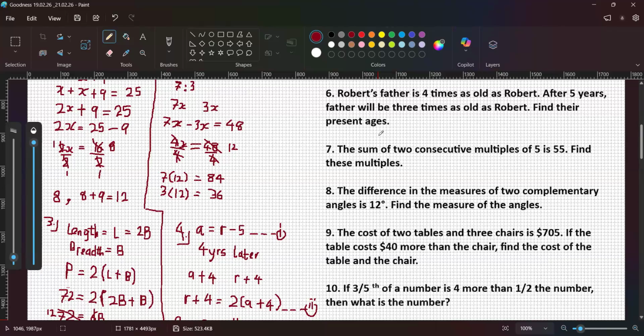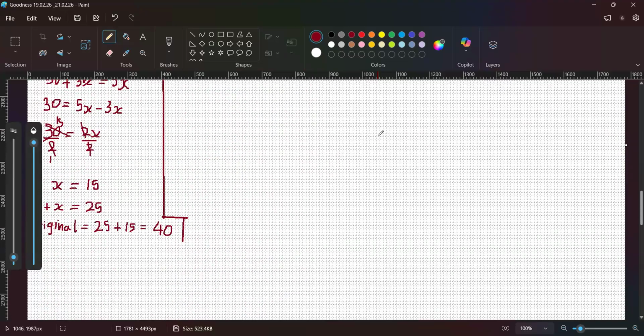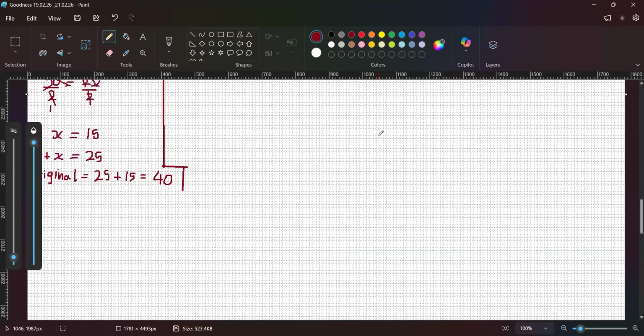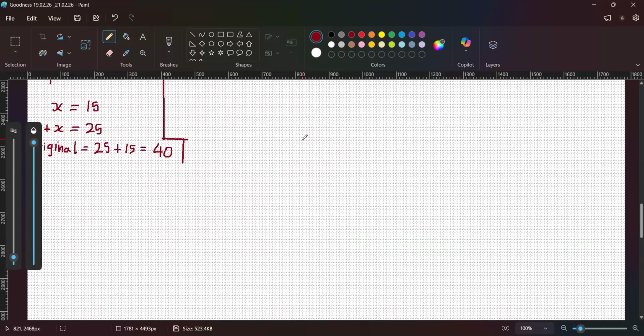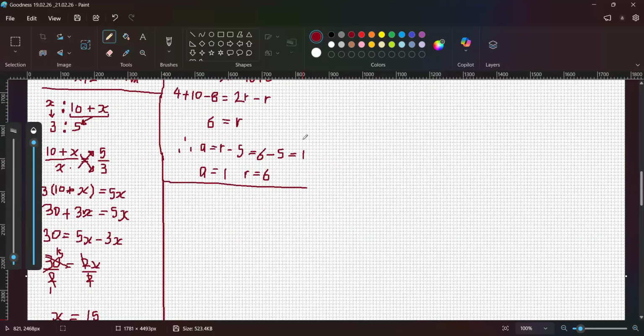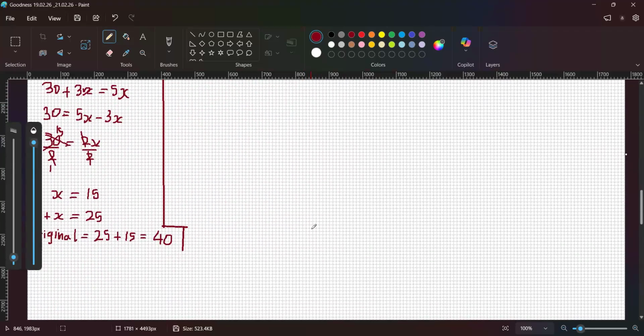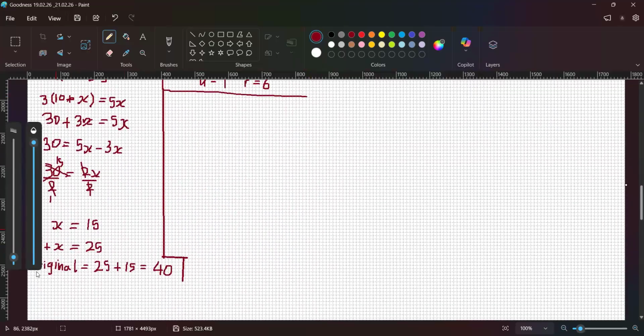Now, you know what I'm going to do? Okay, so let's see. Let's see how we'll solve this one. Oh, we still have space underneath. Okay. Yeah. Let's see. Maybe I should just use the next space there. Okay. So number six.